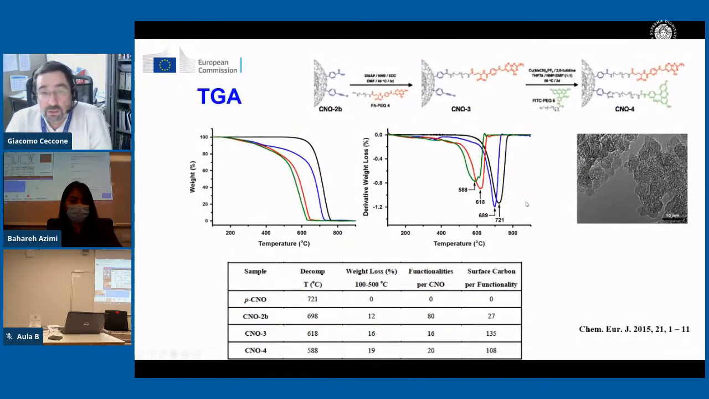And with the TGA, again, we can still follow the functionalization, and essentially we can see that there is a further decrease in temperature when you functionalize with the folic acid, and then when you end up with the fluorescein. From the TGA, you can also try to estimate the number of functionalities per carbon based on a simple model. But on the other hand, it is an indirect method, because it doesn't tell you that the fluorescein is completely attached.